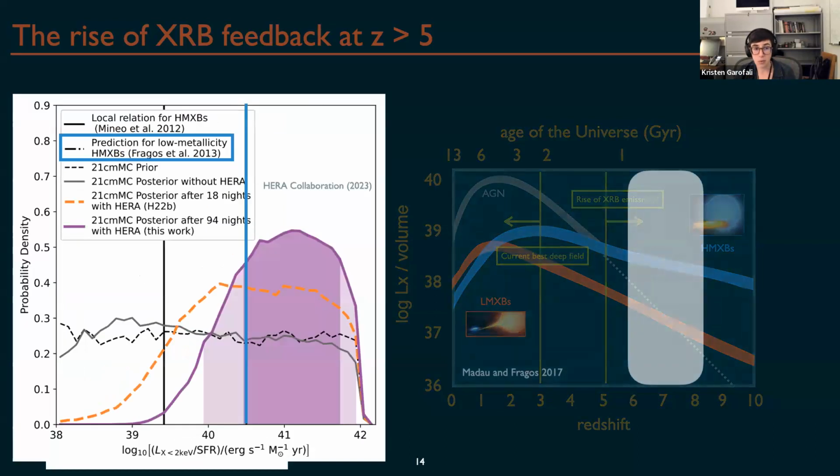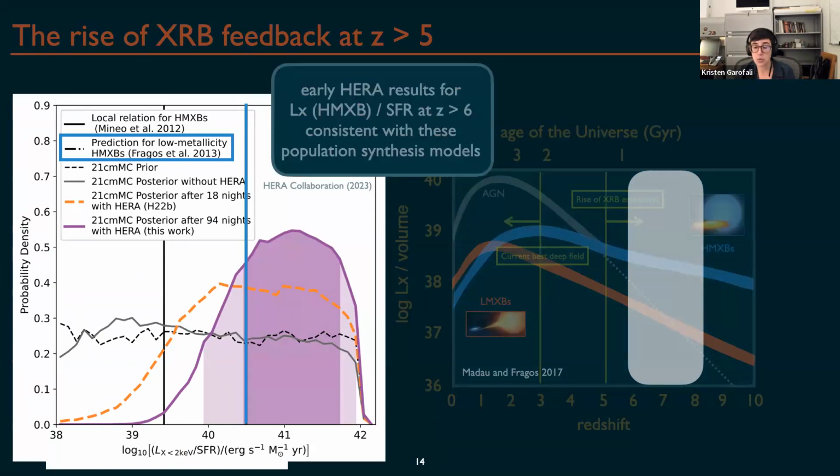And you might say, okay, well, these are just theoretical models that you've extrapolated. We do have some indirect results already from HERA. These are 21 centimeter measurements. These are an indirect probe of the strength of the X-ray binary component at redshifts greater than 6. And these are, I would say, consistent at least with these population synthesis models, perhaps even predicting higher X-ray luminosities than these population synthesis models at low metallicities.